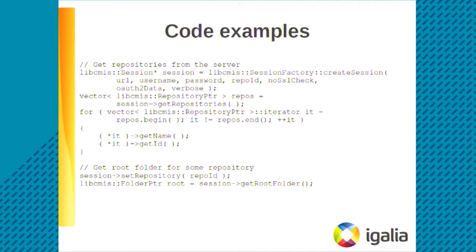password for authentication. And once you have a session, libcmis session object, you can call the get repositories method and get a vector of repository pointers, and then you can iterate through them, get their IDs and names, expose the names to the user, whatever. And once you know the repository you want to act on, you will use the set repository method in the session object to open it, and now you can get the root folder with the get root folder method in the session object.